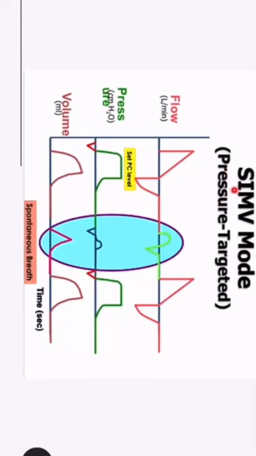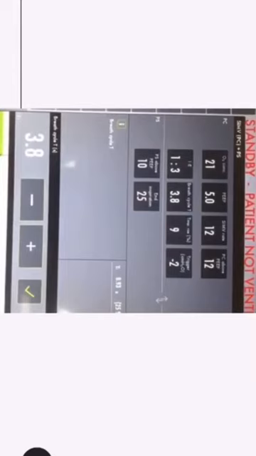Here is the SIMV mode, pressure targeted. This is the mandatory phase, where there is a set pressure delivered. If the patient tries to take a breath, it will be an assisted breath with trigger. And here is the spontaneous window, or spontaneous breath, where the patient takes the breath depending on the patient's effort. And this is the setting in SIMV pressure controlled. We set the FiO2, PEEP, SIMV rate, pressure control above PEEP, and the I:E ratio to manipulate the inspiratory time and change it.